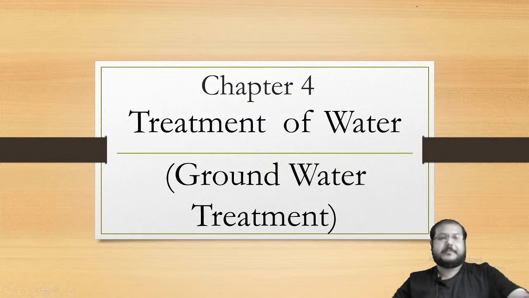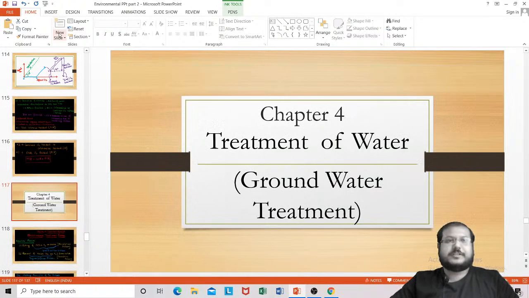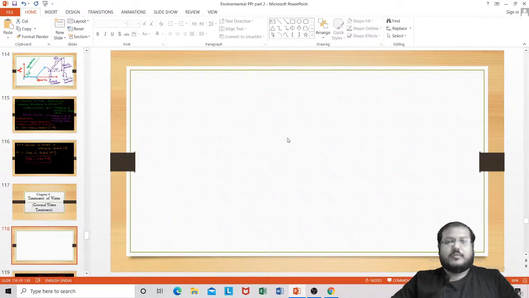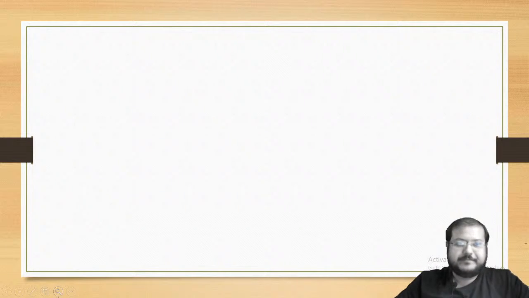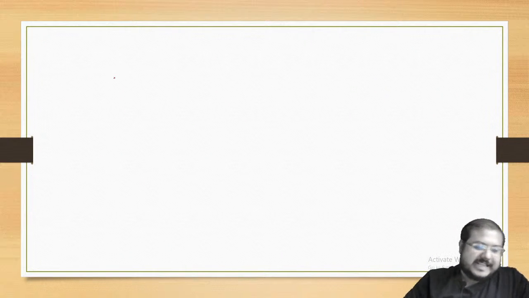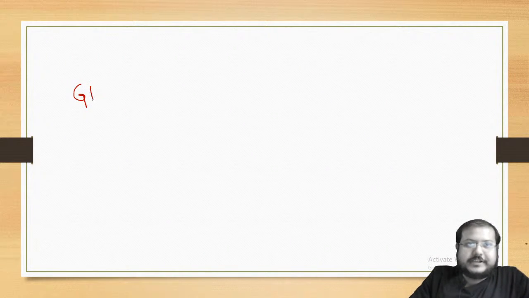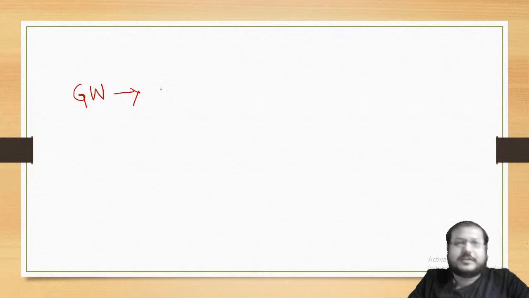If you remember, while discussing the prelude of the treatment process, I showed you one groundwater treatment scheme. I've told you already that as groundwater is devoid of suspended and colloidal particles, there is no use of plain sedimentation as well as coagulation flocculation. But the main problem with groundwater is it is devoid of oxygen.